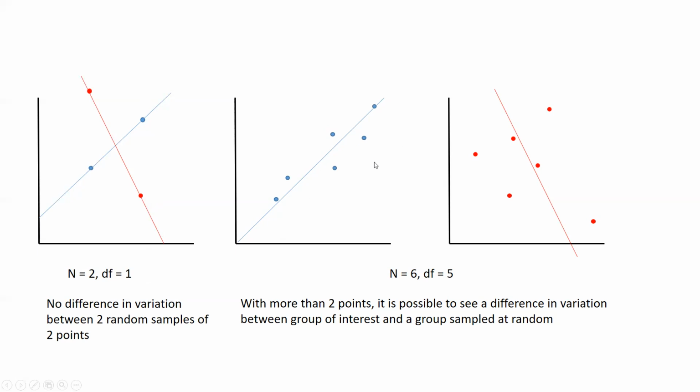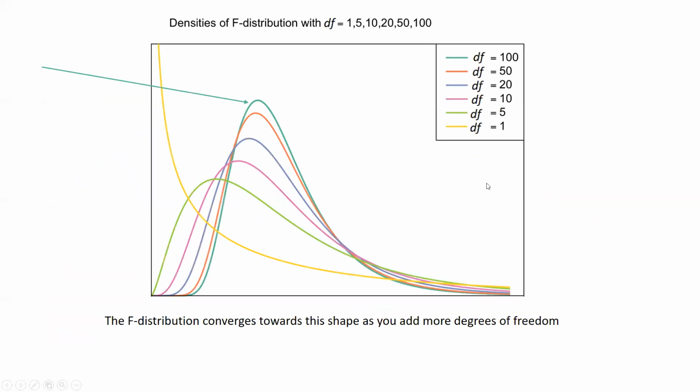So you need to increase the number of degrees of freedom for this to happen. As you keep increasing the number of degrees of freedom, and again, 2 ways of doing this is to increase the number of data points, or you can increase the number of features you add into your model, you'll see that the F distribution converges towards this green shape here.